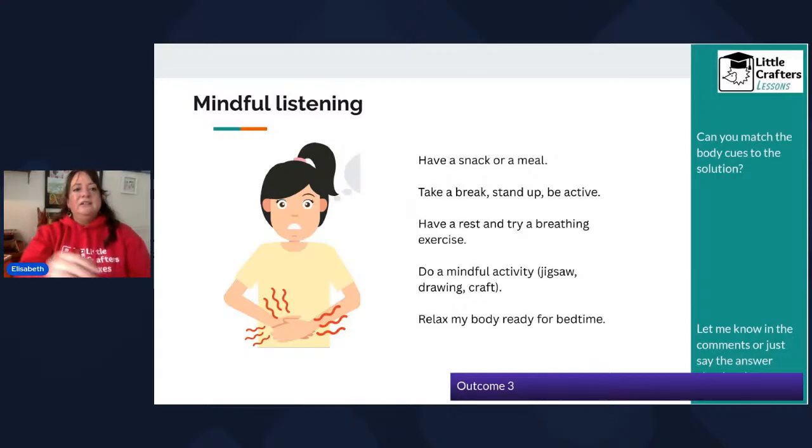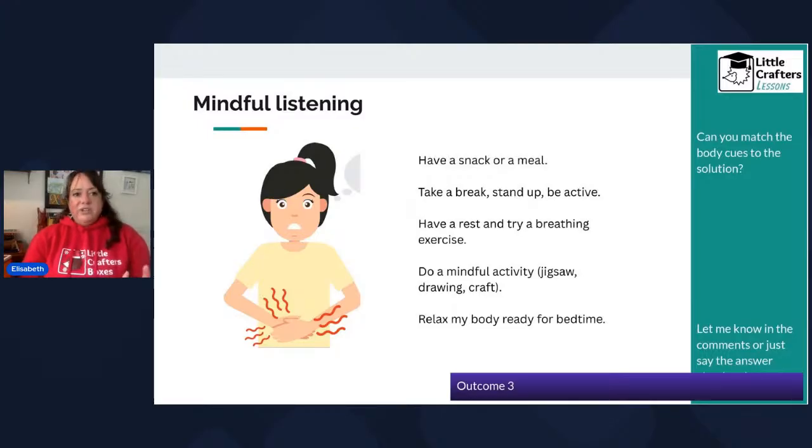Outcome 3 is for you to do some mindful listening. So we really wanted you to focus on the fact that yes, your body is going to be giving you cues and you should listen to those. If you're not active and you don't feel like doing work on a particular day, that's absolutely fine. Home education is brilliant for the fact that you can do things at different times of the day. So we're going to start listening to our bodies.